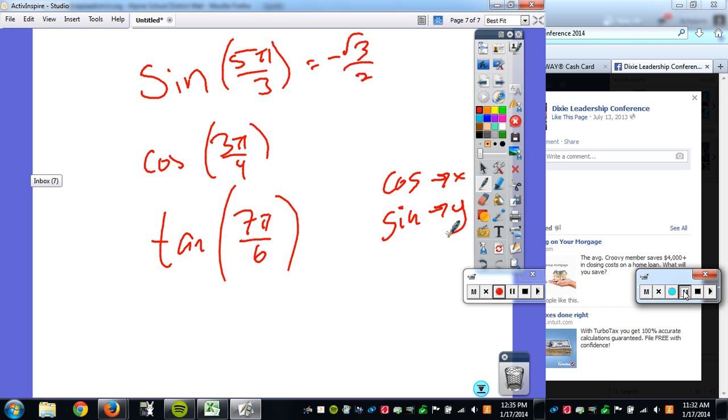5 pi thirds? 5 pi thirds. That's down in the bottom quadrant, right? The same thing as 300. Am I correct? Okay. I was going to say, hopefully not. I'm not wrong. Okay. 3 pi fourths, that's 135 degrees.